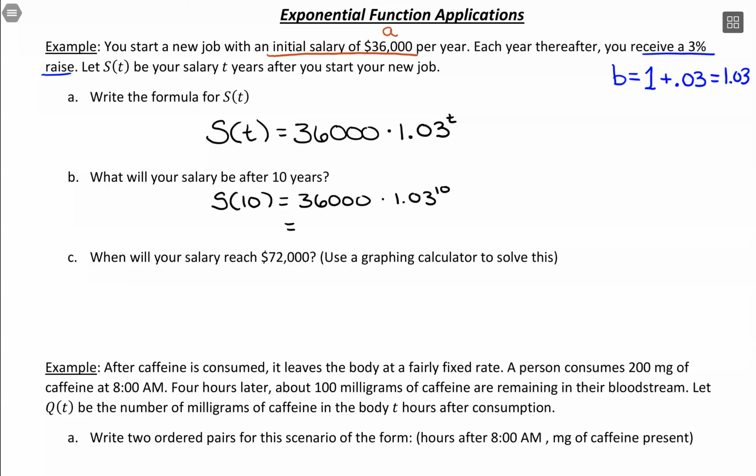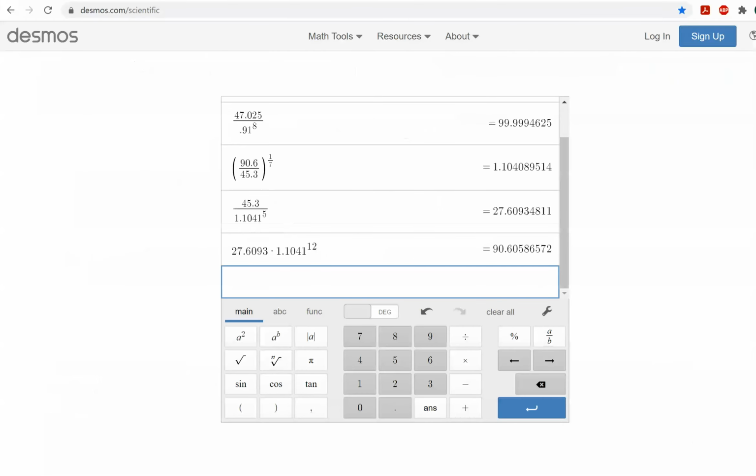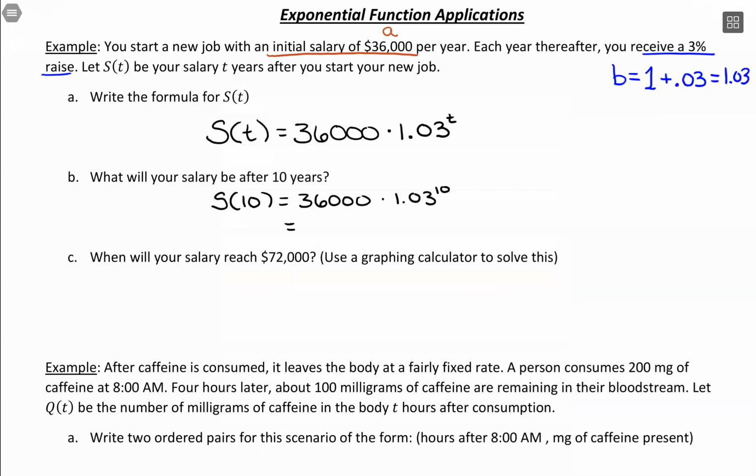And then we'll just go to a calculator to help us out with this. So 36,000 times 1.03 to the 10 power. 48,380 point, and then since it's money, we'll round to 2 decimal places at 0.99. So our salary will be $48,380.99.